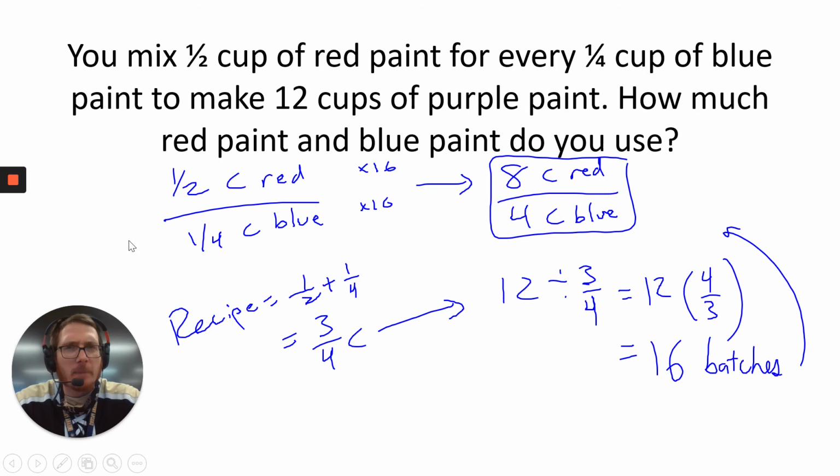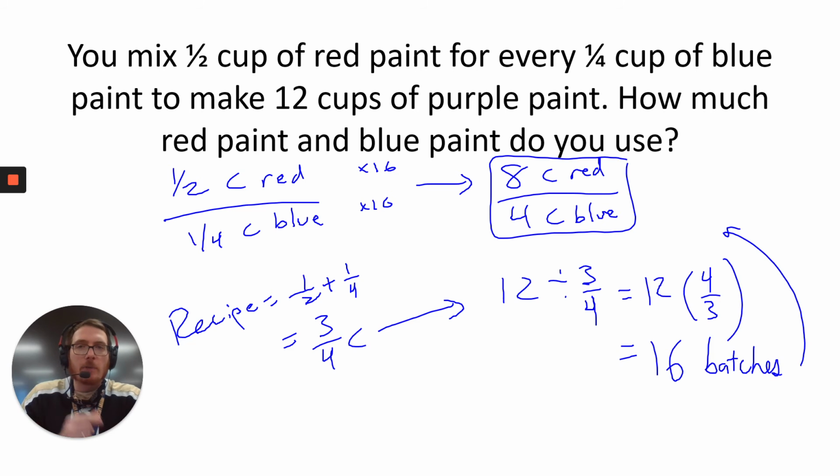Okay, this is like a recipe. This would be similar for a recipe for any type of food that's made. Which means this recipe in total is 3/4 of a cup. 1/2 plus 1/4 is 3/4. So my recipe, 1/2 cup red, 1/4 cup blue, okay, and that recipe makes 3/4 of a cup.